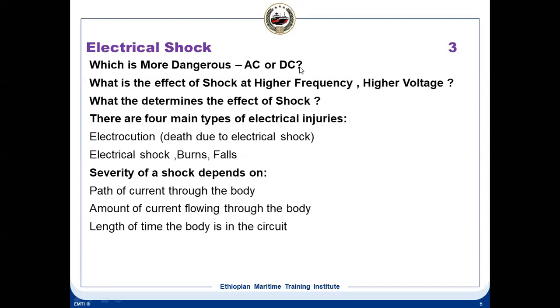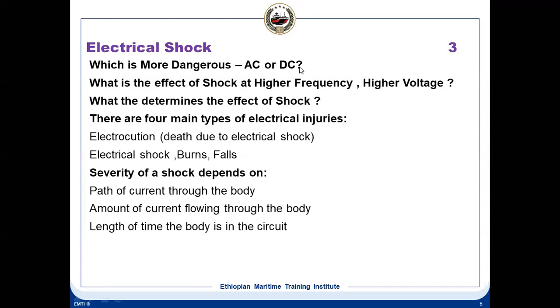So if you look at this, I is equal to V by Z. When the impedance becomes more for a rated voltage, the current reduces. So we can say from this that at higher frequencies, the current will be less compared with the lower frequencies. Okay. So the effect of shock at higher frequencies will be lesser than the shock at lower frequencies.